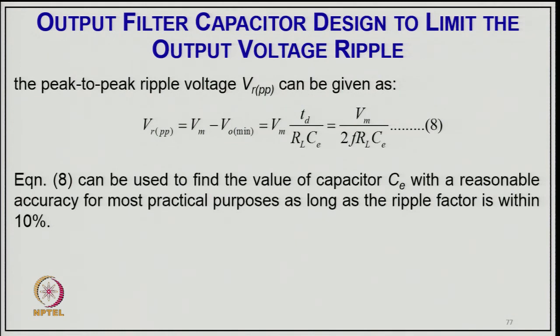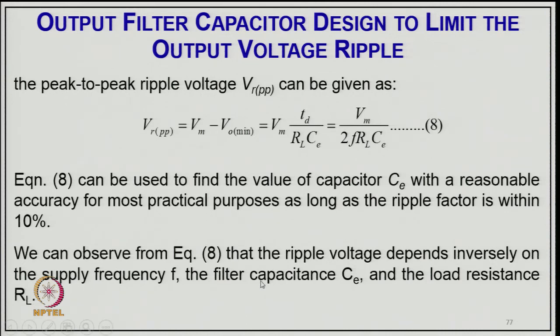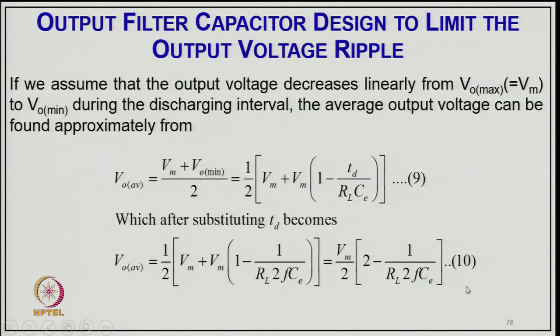So, this equation can be used to find out the value of capacitor with reasonable accuracy for most practical purposes as long as the ripple factor is within 10%, and we can observe from this equation that the ripple voltage depends inversely on the supply frequency, the filter capacitance and the load resistance.